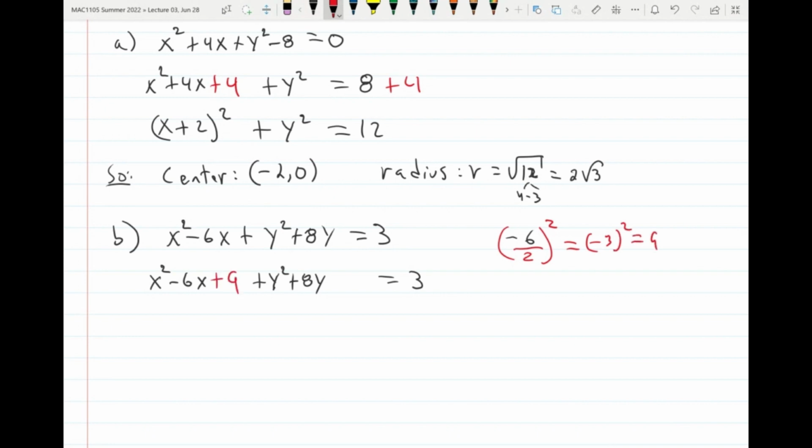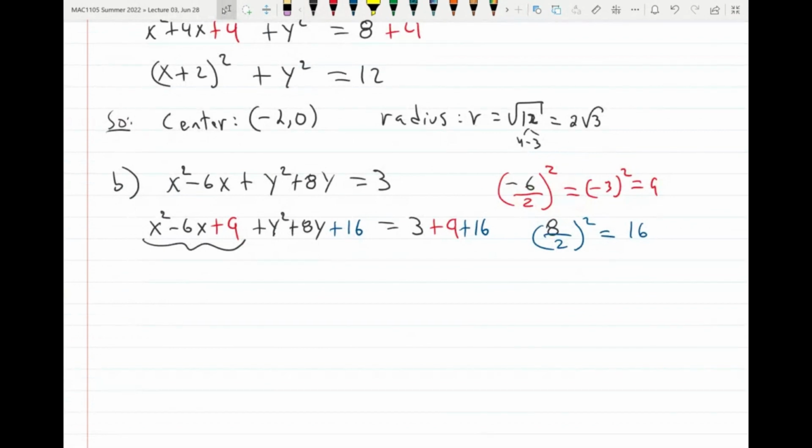That's what it's coming from. So if we put 9 in there, we also need to put it on the other side. Okay? Now let's go to the y part and repeat. What do we need? 16. Very good. And we need to add it to both sides. Again, that's the 8. What do we do? Divide by 2 and square it. Gives you 16.